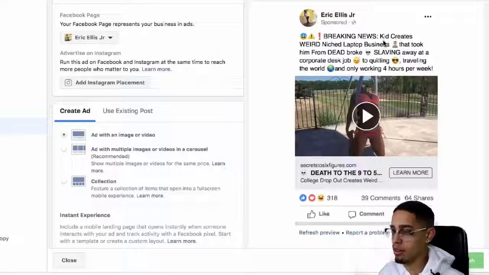They probably want to travel. They probably only want to work 4 hours per week. That's like the dream to them, right? So tapping into their wants and their desires. It's not really long ad copy. It's very short copy, but there's a whole bunch of psychology within that copy. And the objective, guys, is simply to get them to my funnel.